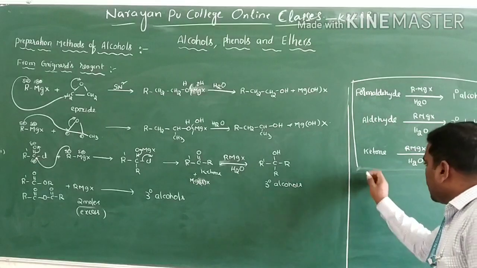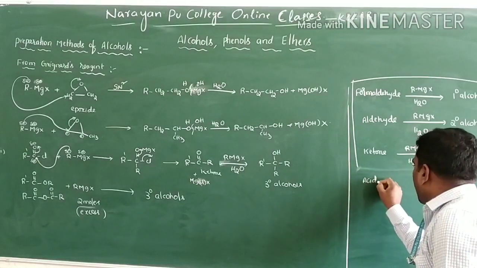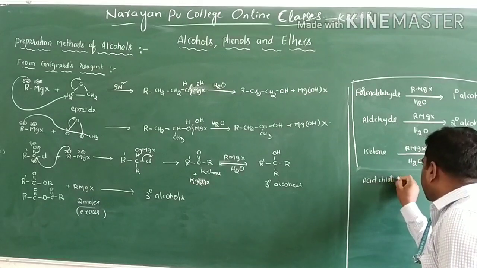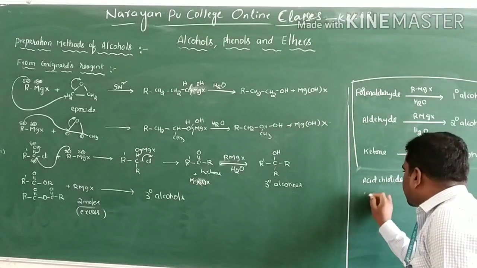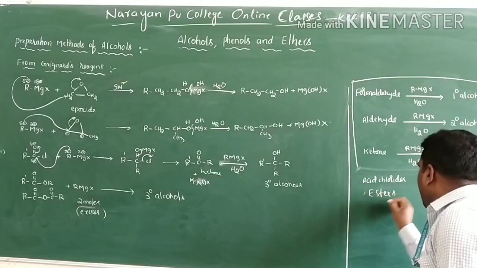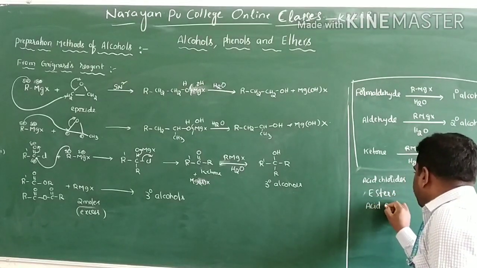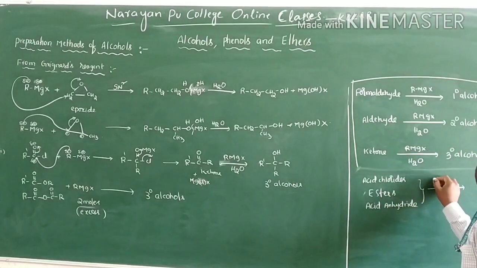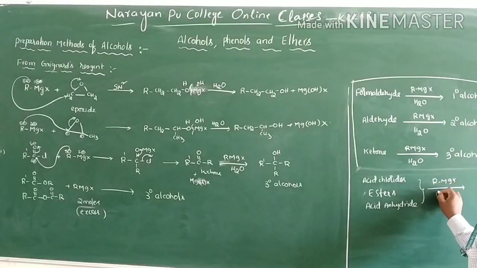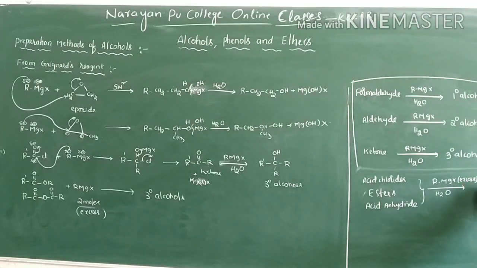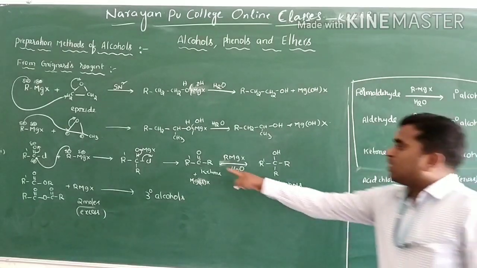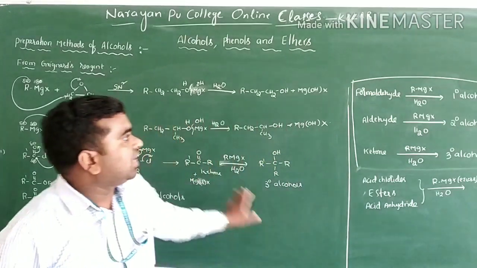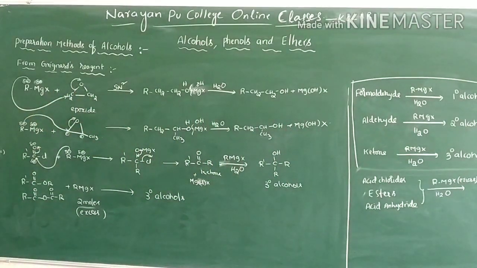Along with this, you have to remember acid chlorides, esters, and also acid anhydrides. Clear? React with excess of RMgX followed by hydrolysis. How many moles do you have to take? 2 moles are an excess amount. Then what is the product here? Tertiary alcohols are the product. If they give 1 mole, ketones are the product. Okay? So this is about the preparation of alcohols from the Grignard reagent.